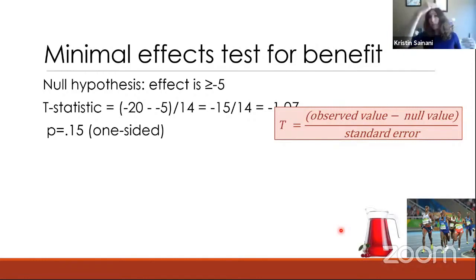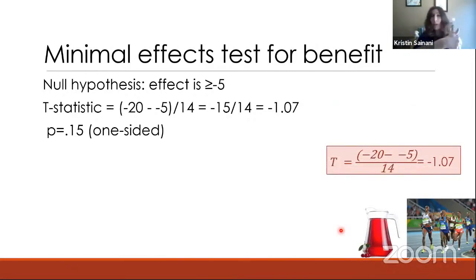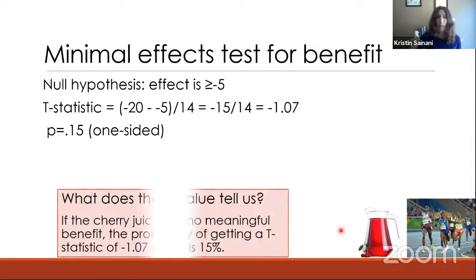I'm calculating my t as my observed minus my null divided by my standard error. Nothing changes here. So I just take my -20, I subtract -5, meaning I'm actually adding 5 here. Divide by my standard error, I get a t-value of -1.07. Because I have set this up as a one-sided test, I only care about effects in one direction. I'm going to go to my t-chart and get my p-value. It turns out to be 15%. This is a one-sided p-value.